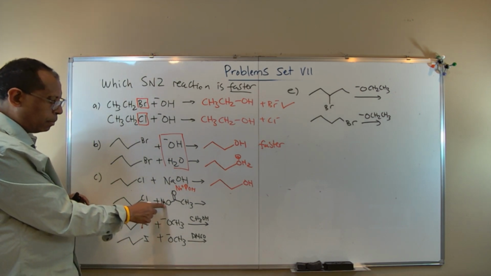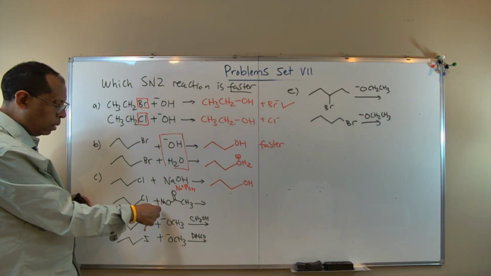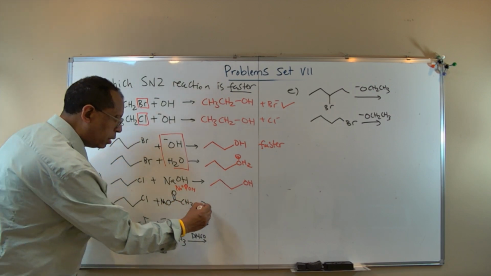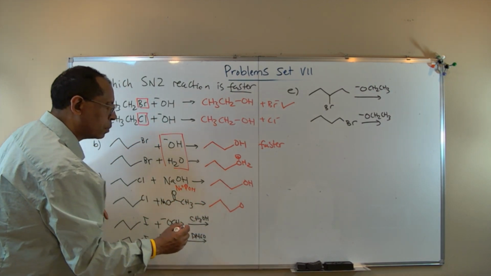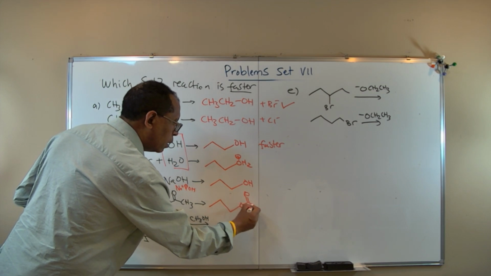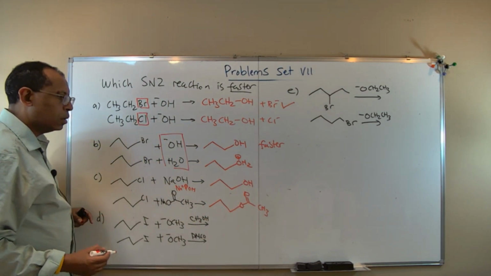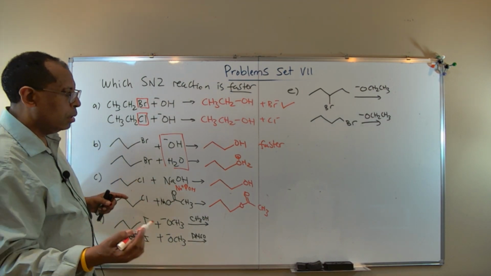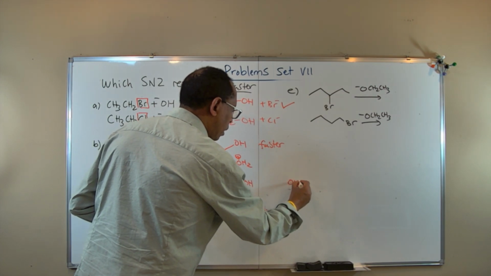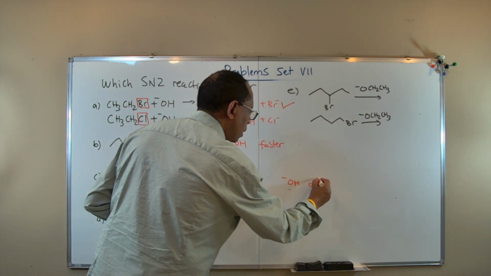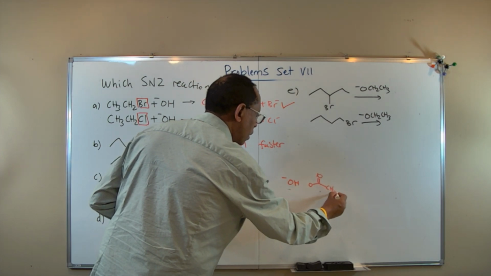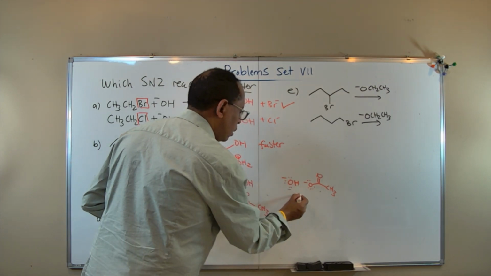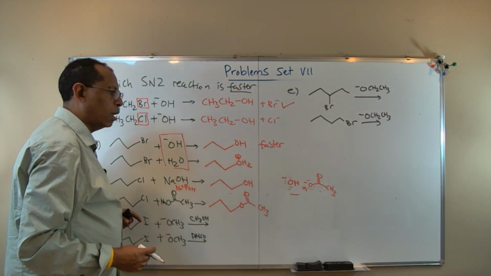Here you have also the same thing. You have sodium acetate, and the sodium is not part of the nucleophile, so the product is CH3. So here now, between the acetate anion and OH minus, what we are comparing is the nucleophile. This versus that acetate anion.